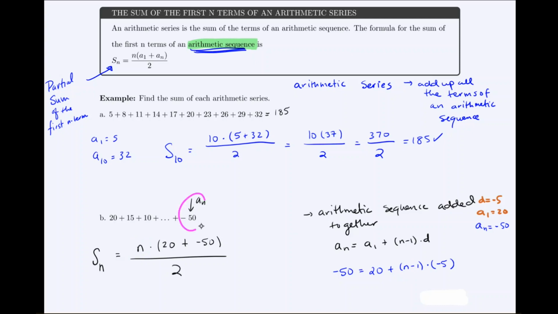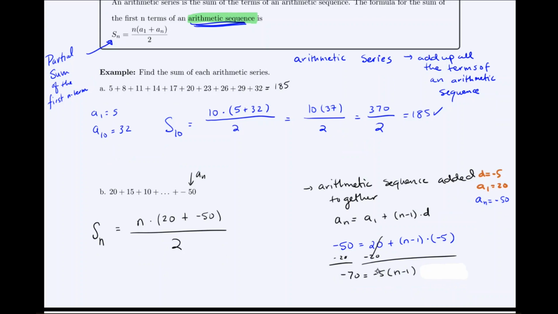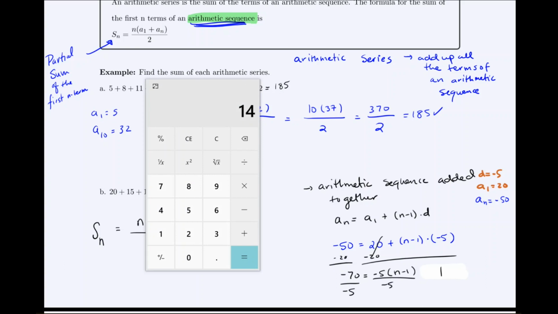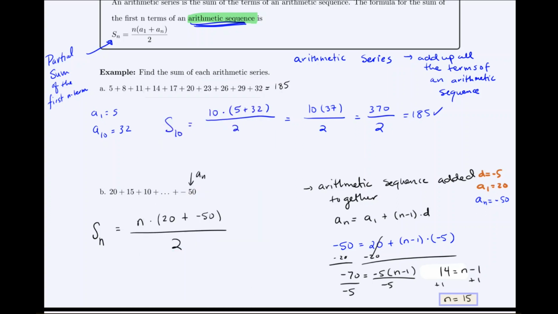I just needed to know what term this is in the sequence. So I'm going to subtract 20 from both sides, and we would get negative 70 equals negative 5 times n minus 1. Now let's divide both sides by negative 5. And that would give us 14. Now this is equal to n minus 1, so we have to add 1 to both sides to get n is equal to 15. So negative 50 is the 15th term.